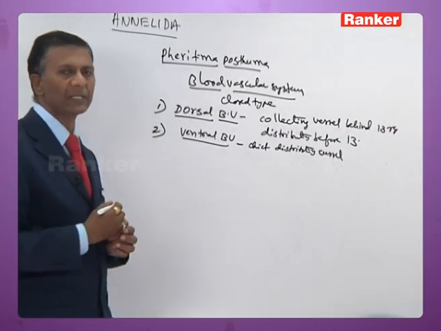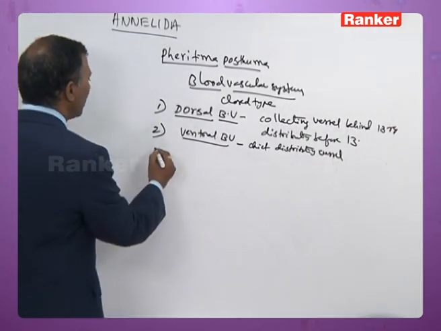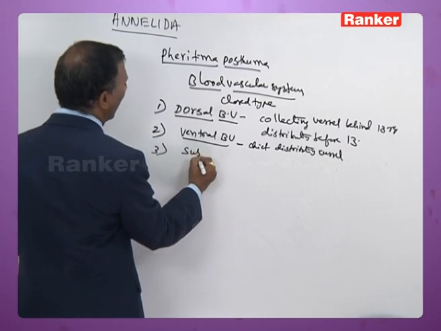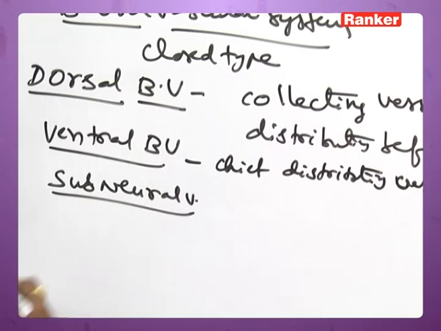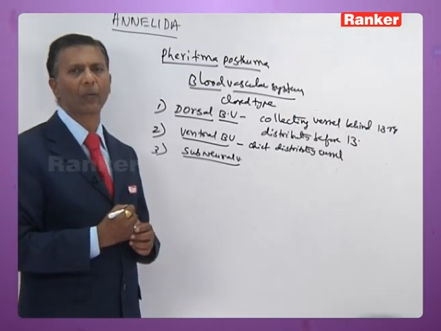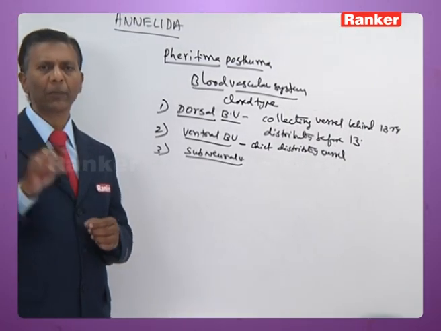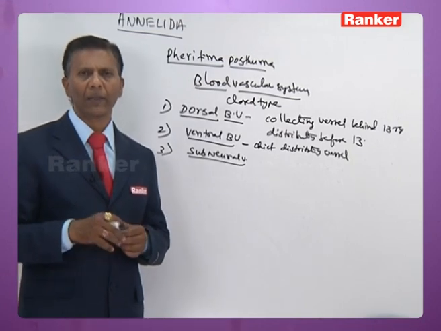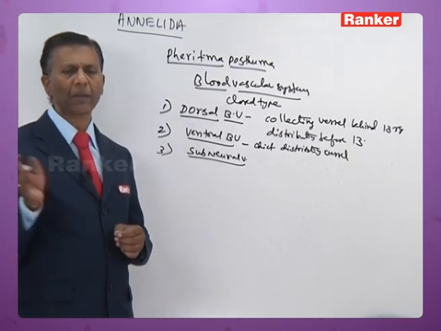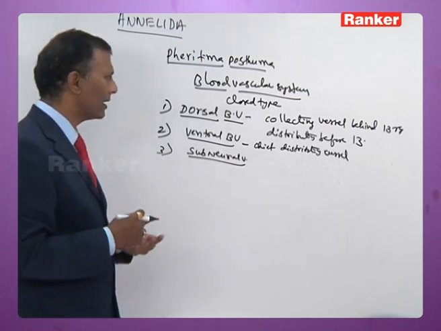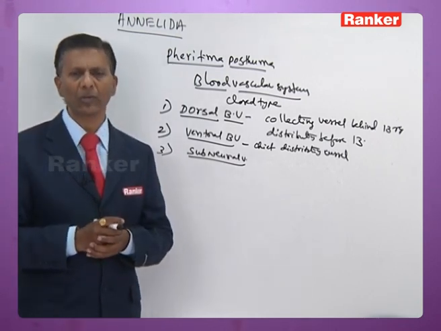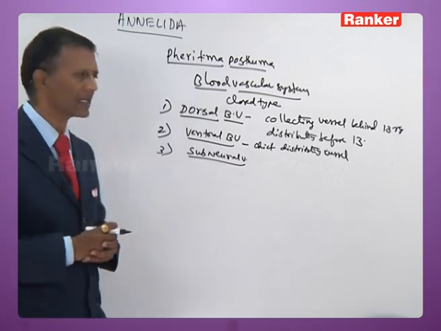It acts as a chief distributing vessel. Then the next one is the subneural vessel. The subneural vessel is thin walled, non-contractile, non-valvular. It lies only in the posterior part of the earthworm, that is from the 13th segment to the last segment. It is also a chief distributing vessel, thin walled, non-valvular, non-contractile.